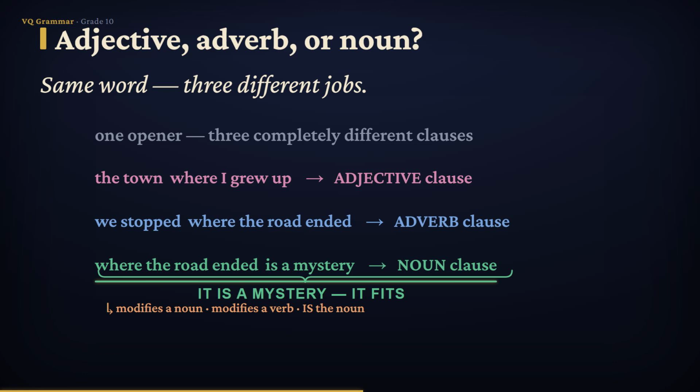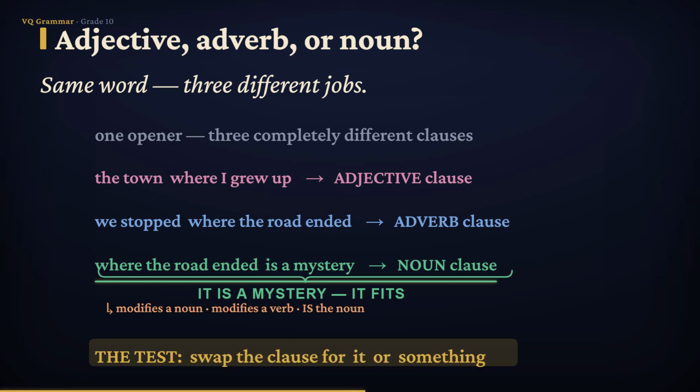Here is the test. Swap the clause for it or for something. Where the road ended is a mystery becomes it is a mystery. And that works perfectly. Noun clause. Now try it on the other 2. The town it? No. We stopped it? That changes the meaning entirely. If it or something can stand in the clause's place, you have a noun clause. If it can't, you don't.